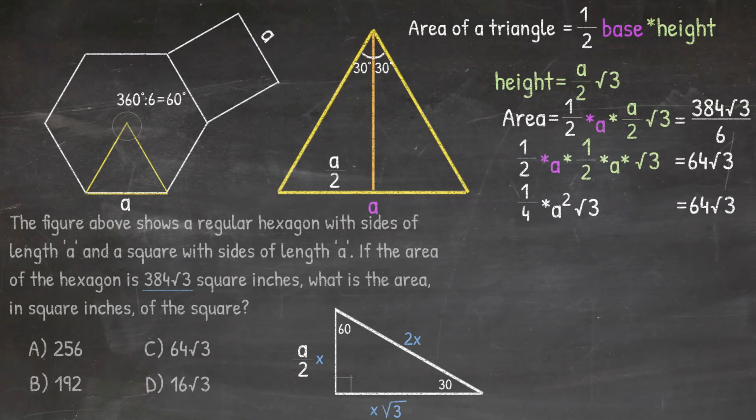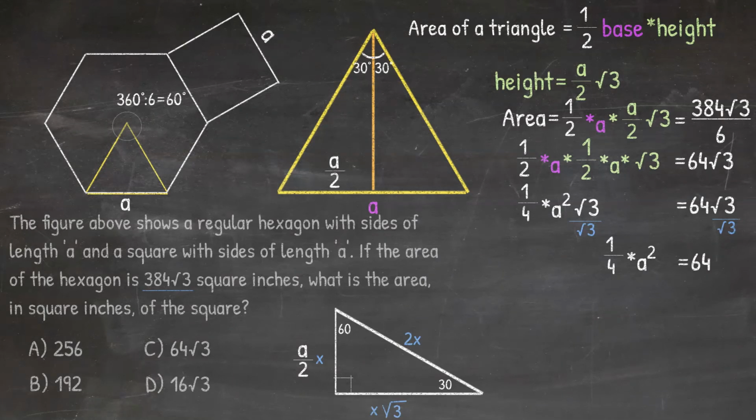The square root of 3 on both the right and left-hand side makes the calculations a bit tricky. So let's just divide both sides by square root of 3. As we know, we can do that as long as we do it to both sides of the equation. By doing so, we eliminate square root of 3 from both sides. And what we're left with is 1/4 times a squared equals 64.